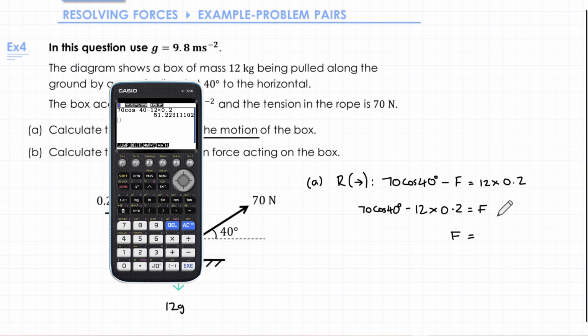we get 51.223. But since in this question it's telling us that we're supposed to use g to two significant figures, that's telling us we should round the answer to two significant figures as well. So that will give us 51 newtons to two significant figures.